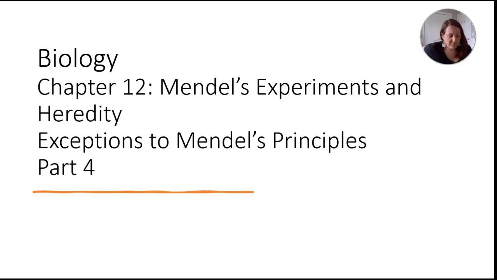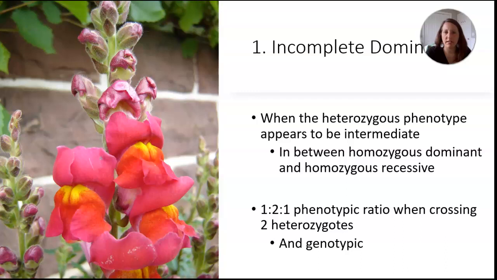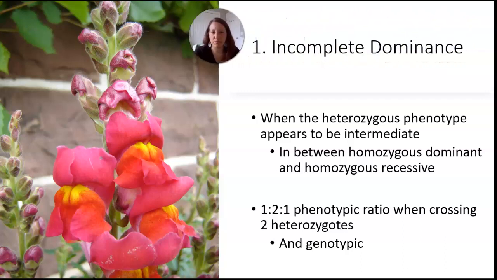Okay, so in parts 4, 5, and 6 of this chapter, we're going to be talking about situations where traits that we're studying are going to violate Mendel's two laws. And so these are all going to be exceptions to Mendel's principles. And so we're going to start off by talking about something called incomplete dominance.